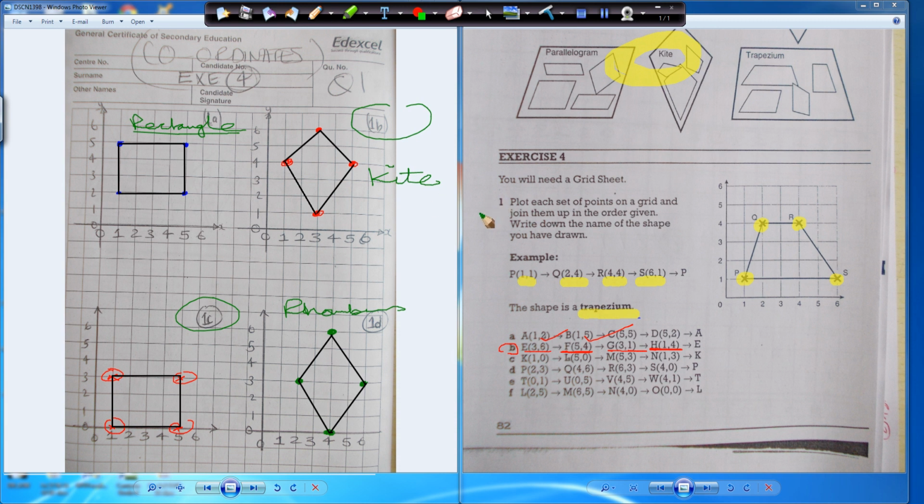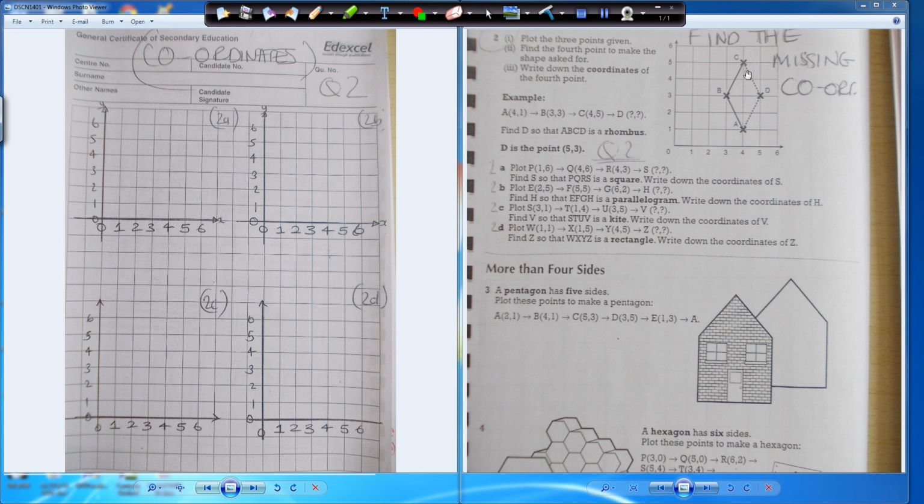Okay, are we happy with that page now, folks? Is that a bit clearer? Yeah. Okay, question number 2 now. We're looking at this new style of question where they give you all the points and they miss one point out, and you have to make the shape. So let's have a go at question 2A.